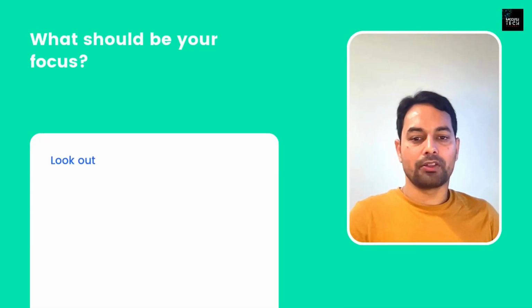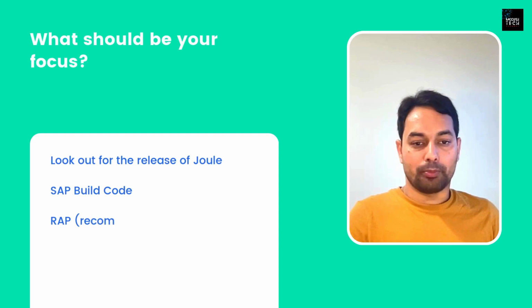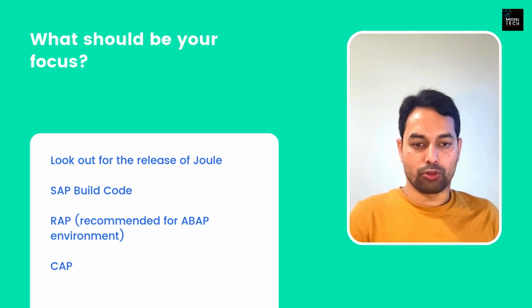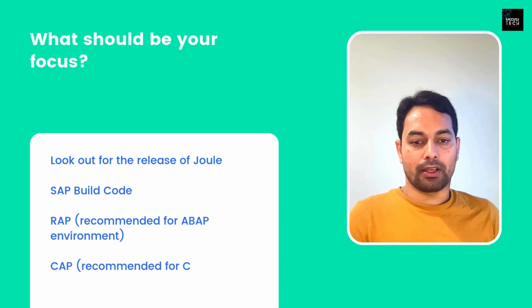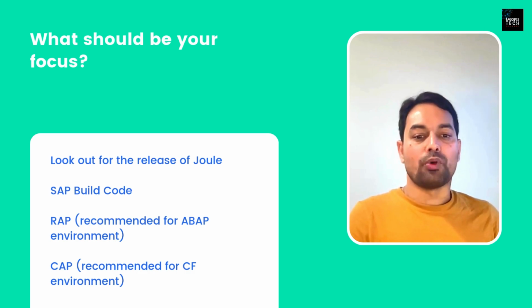So lastly, coming to the recommendations now, what should we focus on? Probably the first thing I would say is look out for the release of Joule. Reason being, it has been released for SuccessFactors. It is available for a few of the other solutions as well, and it is working wonders. So why not look out for this?